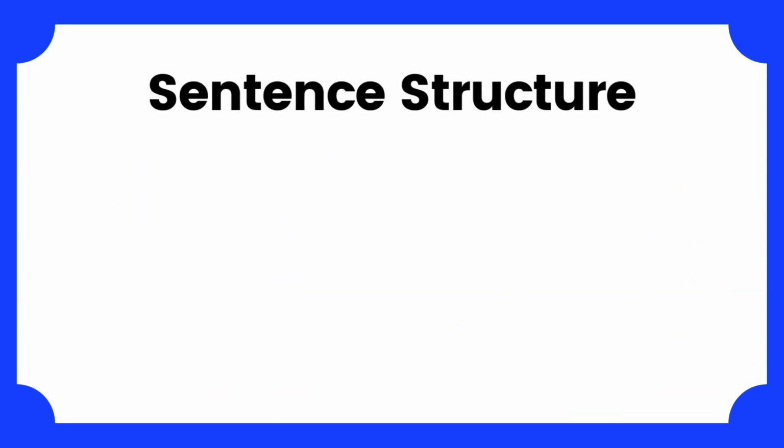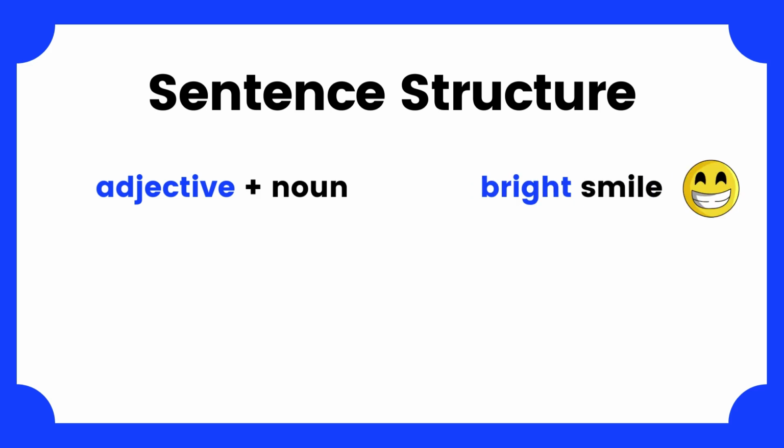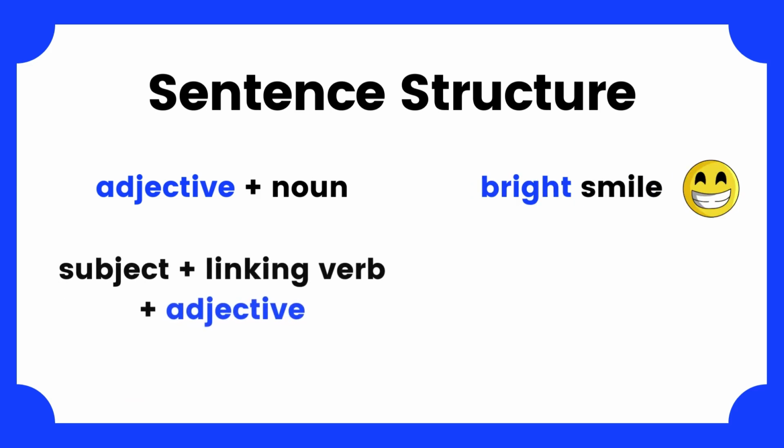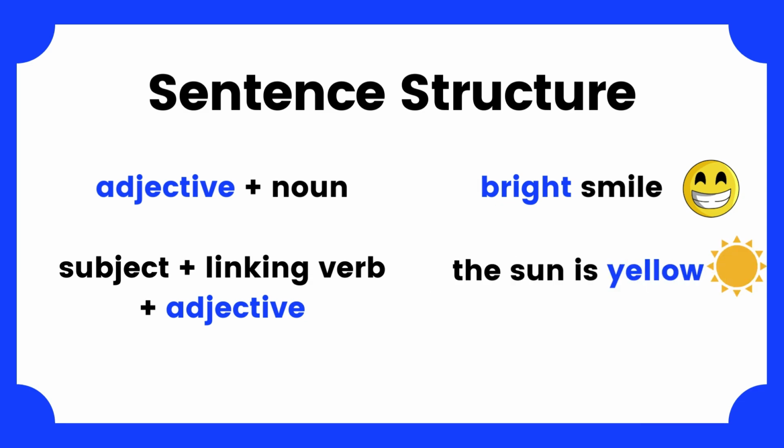To find an adjective in a sentence, you can also look for two common structures: an adjective plus the noun it's describing, such as bright smile, or the subject of the sentence plus a linking verb and an adjective, such as the sun is yellow. Is, or the verb be here, is the linking verb.